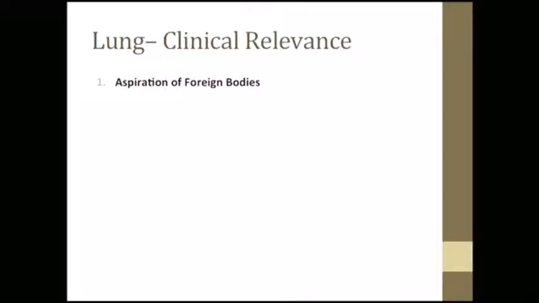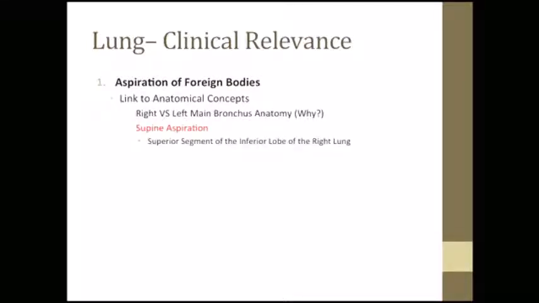Okay, so aspiration of foreign bodies, we link this back to anatomical concepts. We contrast the right and the left main bronchus anatomy. So there's a bit of a difference whether you aspirate while supine or whether you are erect. So when you're lying down, the foreign body tends to go to the superior segment of the inferior lobe of the right lung. Whereas when you're erect, it tends to go to the posterior basal segment of the inferior lobe of the right lung. So note that it's always the inferior lobe of the right lung, just that the segment changes.